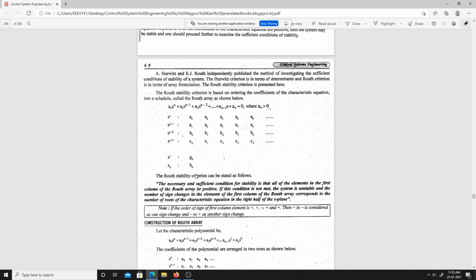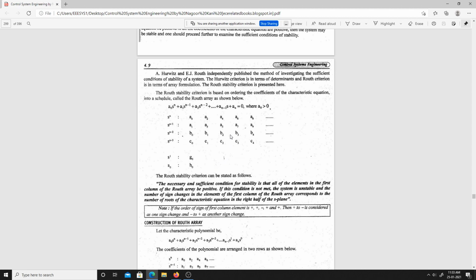How can we find out how many poles are located on the right of the s plane, how many poles are located on the left of the s plane, and how many poles are located on the imaginary axis? First of all, the necessary and sufficient condition for stability is that all the elements of the first column of the Routh array must be positive. With the help of this characteristic equation I have constructed the Routh array. Is it clear? If I have an nth order system, I will get n number of rows, right? So n number of rows I will get, and this is the array which I have constructed.